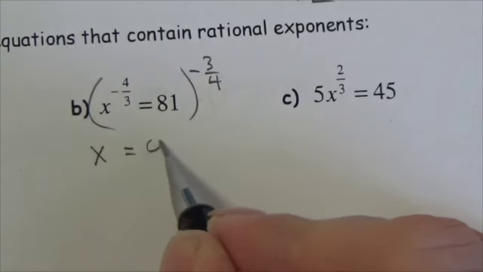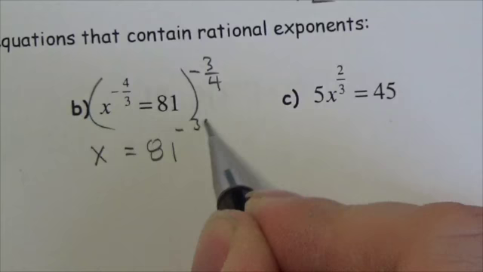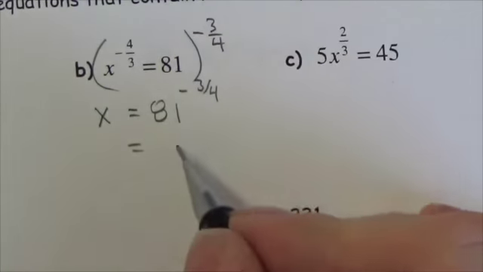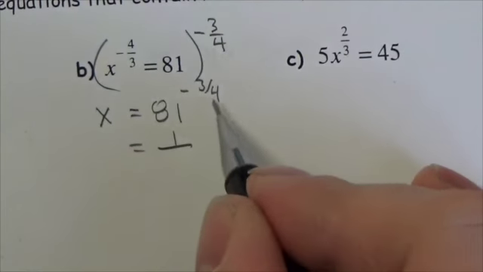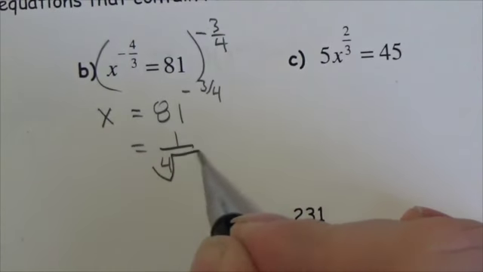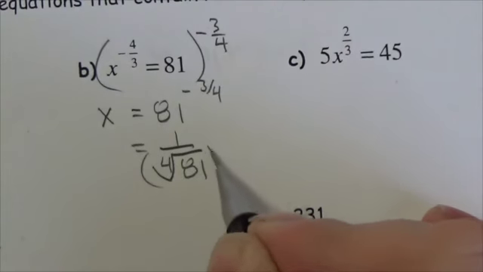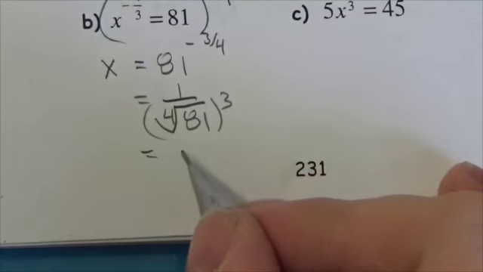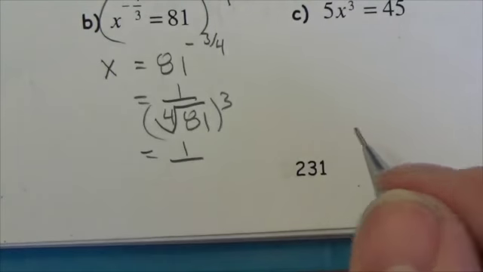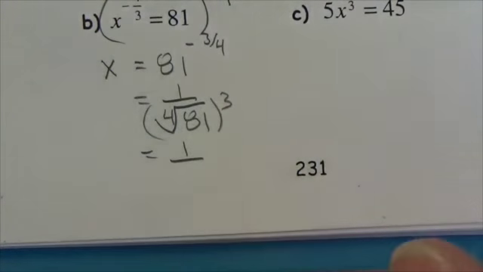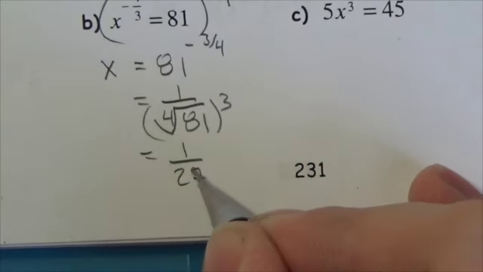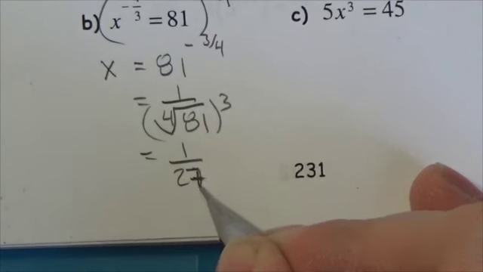On the right-hand side, I'm going to get 81 to the negative 3/4. Now, what that means, first of all, the negative implies 1 over. The 4 means this is going to become a 4th root of 81, and the 3 means cubed. Okay, here we go. Well, what's the 4th root of 81? If you don't know off the top of your head, let me help you out with that. It's going to be 3. Cubed is 27. So the answer here is going to be 1 over 27.